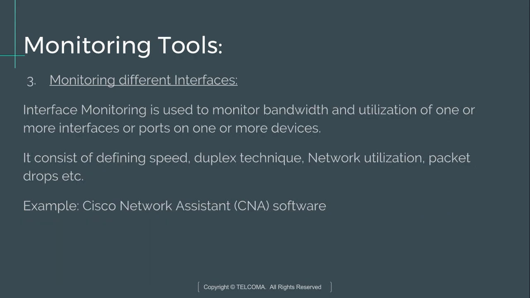The next is monitoring different interfaces, or monitoring the ports of the devices. Interface monitoring is used to monitor bandwidth and utilization of one or more interfaces or ports on one or more devices. So it basically monitors the bandwidth and utilization of a port on a particular device. It consists of things like defining speed, duplex technique, network utilization, packet drop, etc.